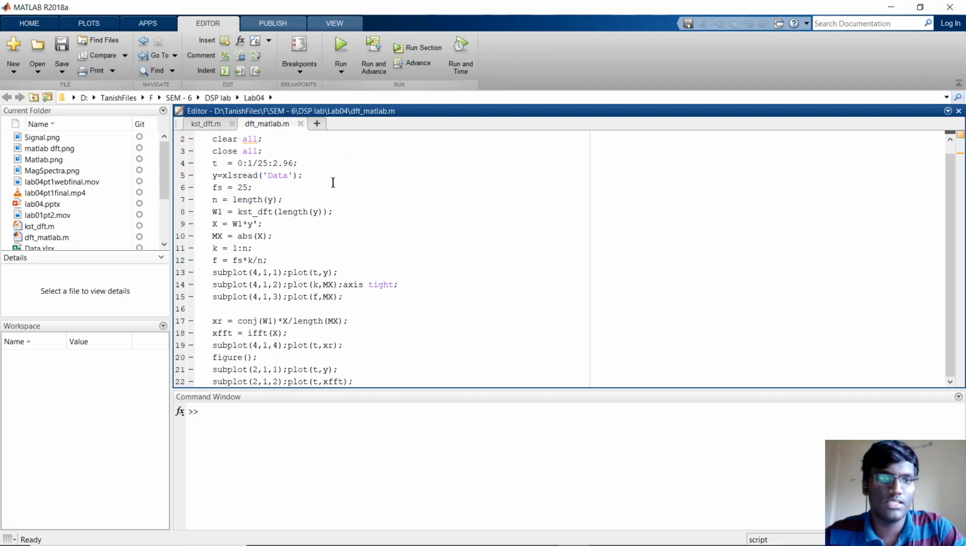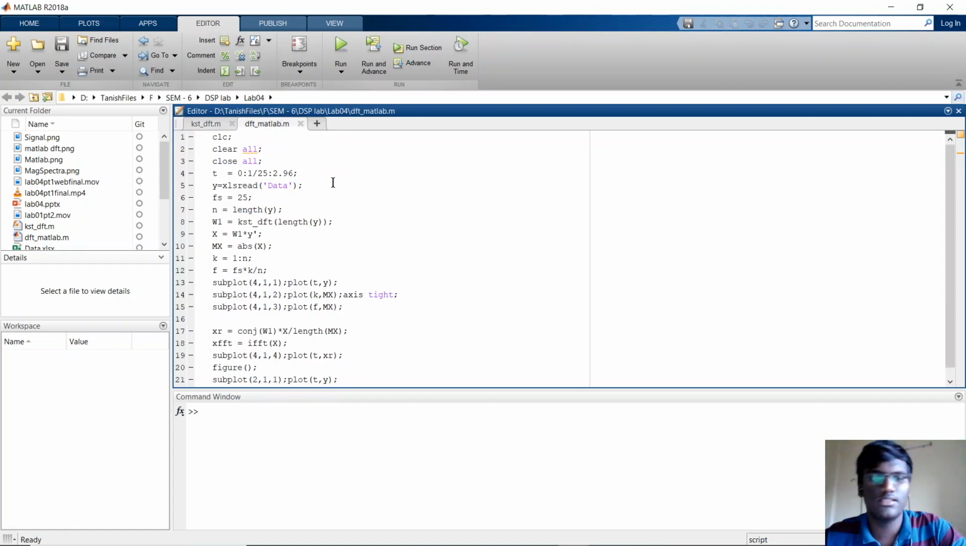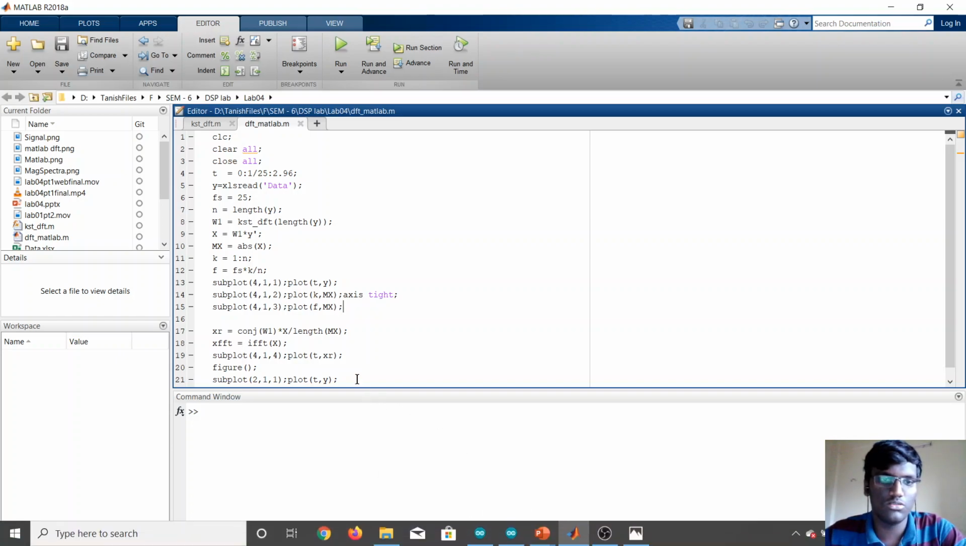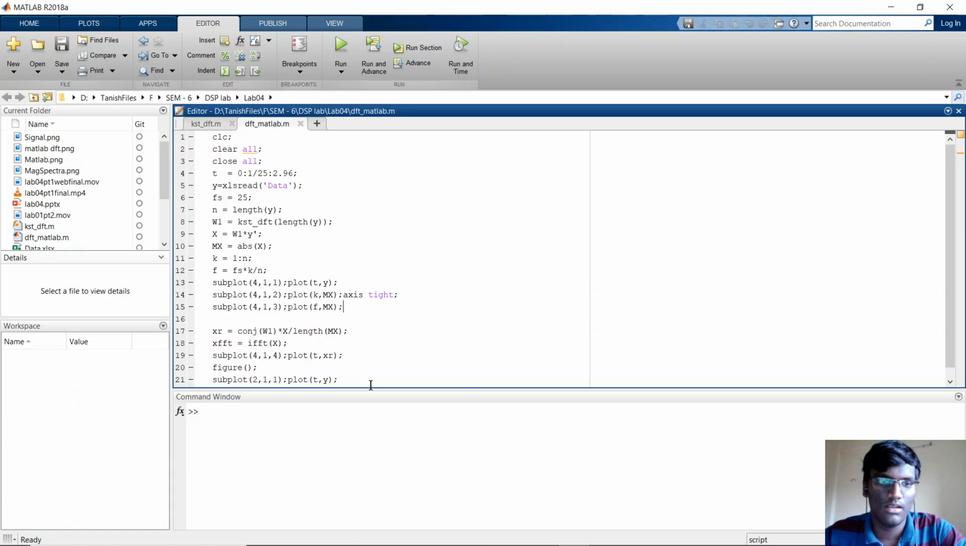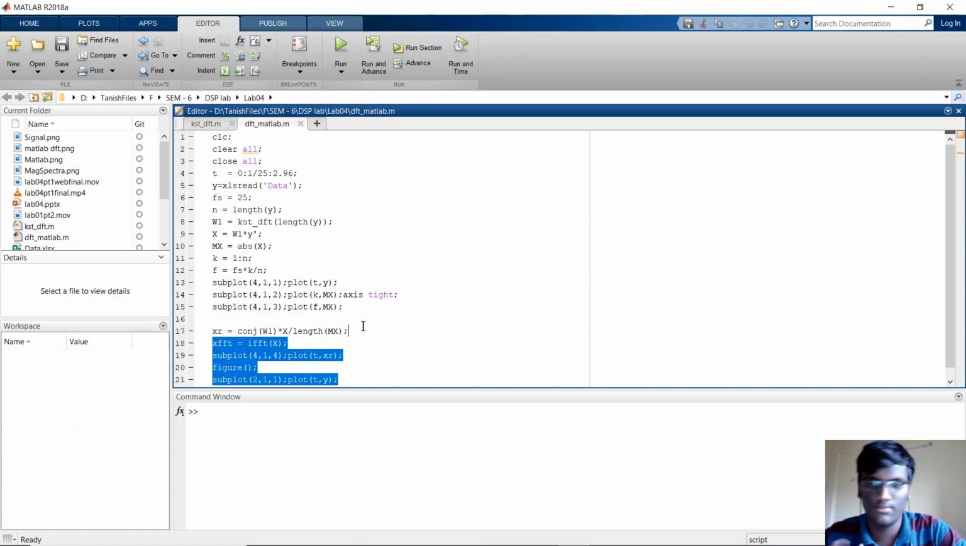Now this is the MATLAB code, the same, but it's relatively short here because we don't smooth the signal here, and we multiply the given signal with the DFT matrix of required length. And here we also do the inverse Fourier transform and obtain the original signal.